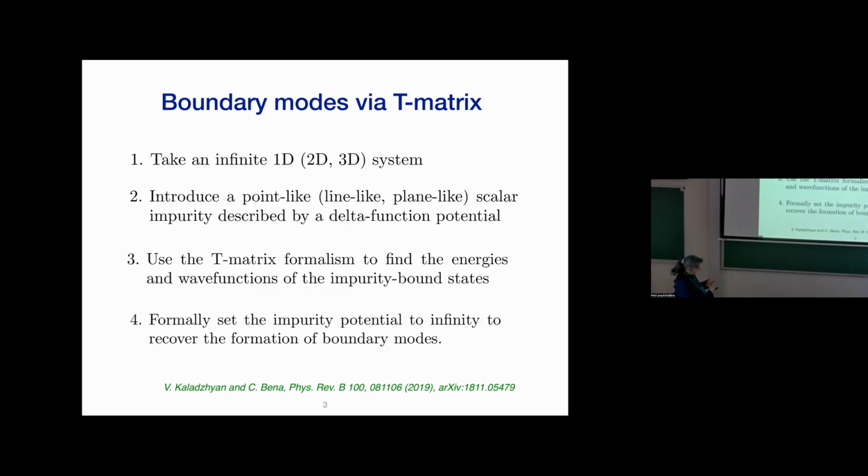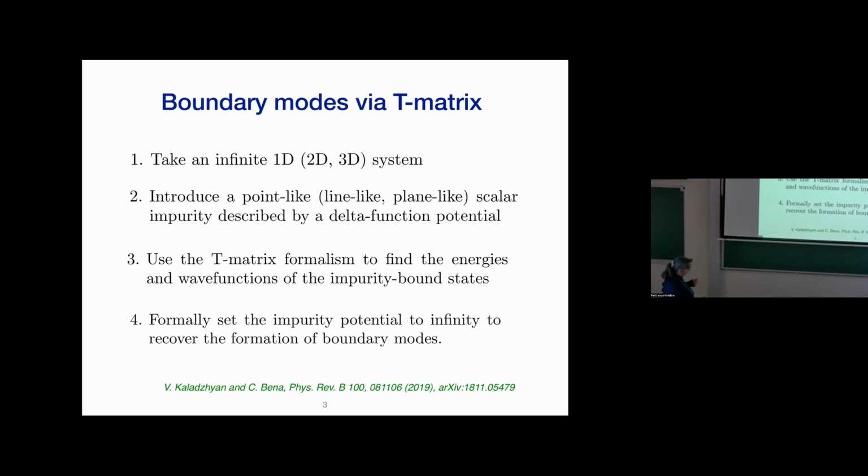Okay, so the general procedure is to take any infinite system. It can be 1D, 2D, or 3D. Then introduce either a point-like, line-like, or plane-like scalar impurity described by a delta function potential. Then use the T-matrix formalism to find the energies and the wave functions associated with the impurity bound states, and then formally set the impurity potential to infinity to recover the formation of boundary modes. So this is a general prescription which works in all dimensions, and it gives us either end states, like edge states, or what's sometimes more interesting, surface states, because surface states are numerically much harder to obtain otherwise.